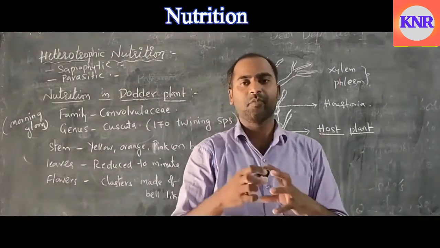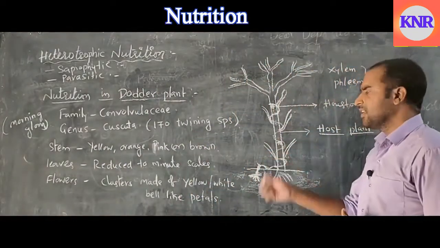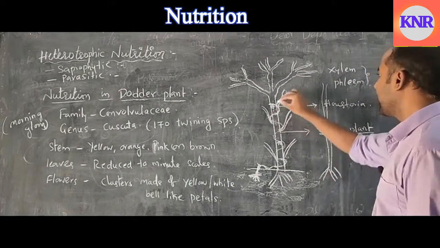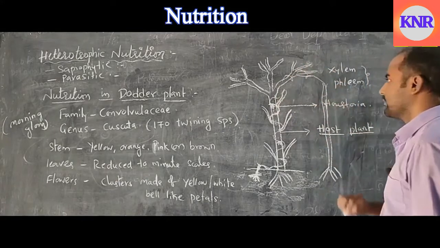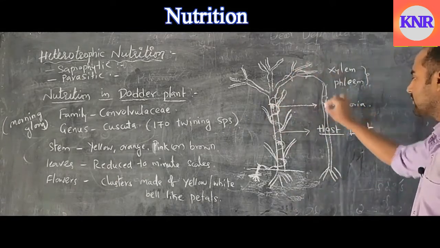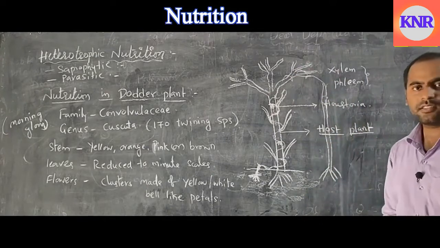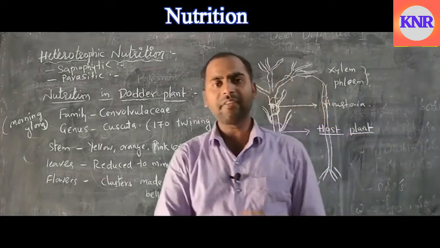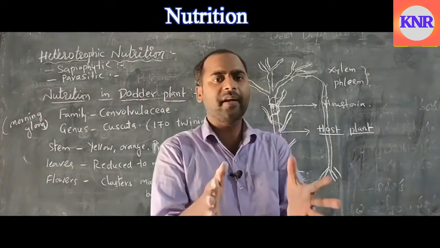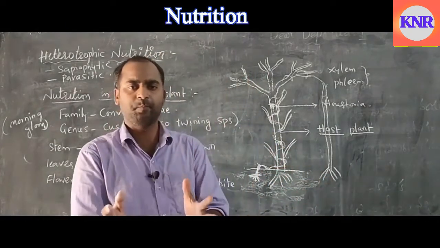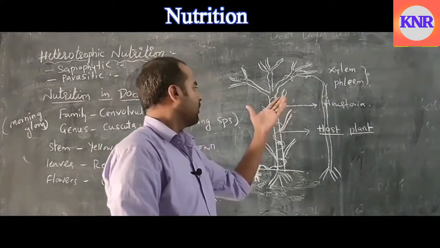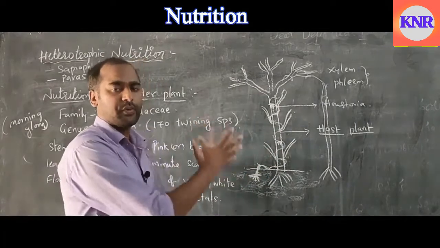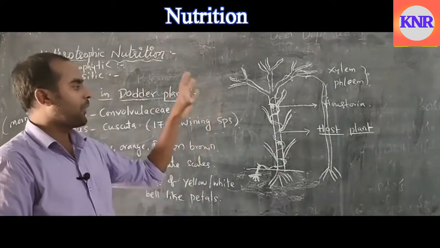Then its size and length will increase. If there is another plant here, it will extend to that plant also, and it grows in that manner. This parasitic plant is not even preparing its own food, and it is completely depending on the host plant for water as well as nutrients. From the host plant it is absorbing water and nutrients. So that is about parasitic nutrition.